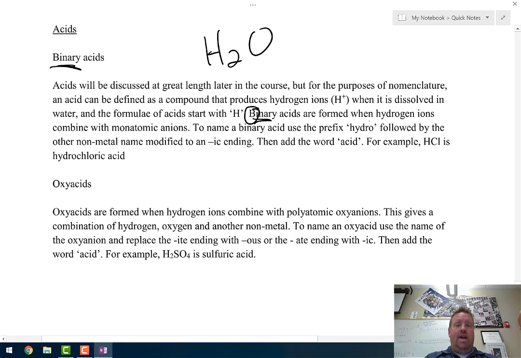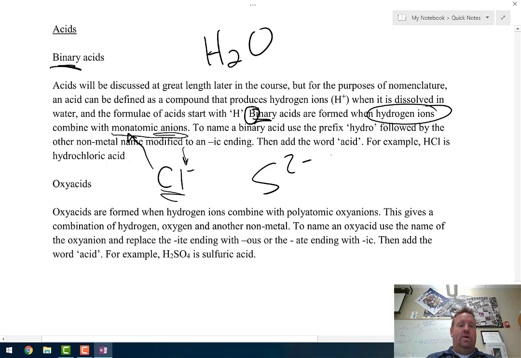So a binary acid is formed when hydrogen ions combine with monoatomic anions. So again, monoatomic, mono means one, and atomic means atom. So it's a one atom anion. So for example, Cl minus is a monoatomic, one atom anion. It's got to be a negatively charged ion. So S2 minus is a monoatomic anion. N3 minus is a monoatomic anion.